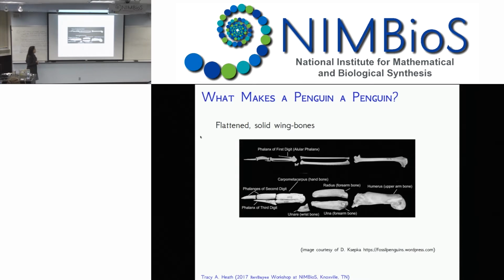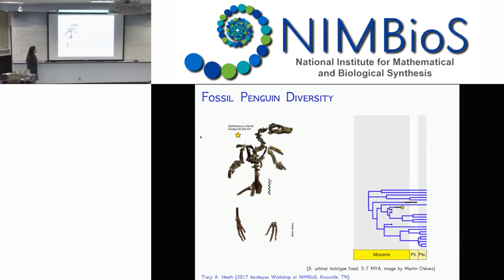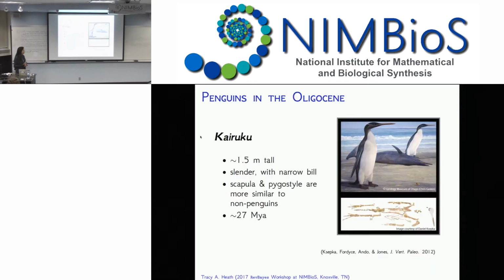So given that we see all these things in living penguins, we also see some of this in the fossil record. So we have a few penguin fossils that fall within the crown group of penguins, and this is one that falls here in the phylogeny. And these also have many aspects in the bone morphology that we see in living penguins.